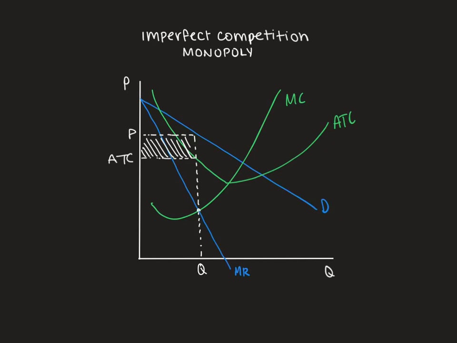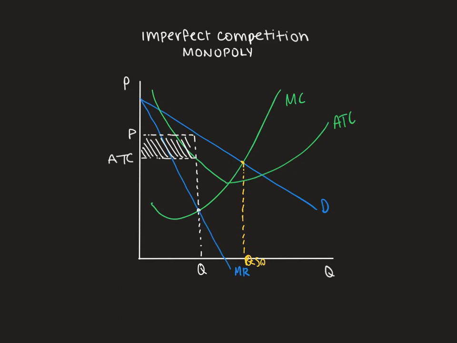So although this firm is producing at a profit maximizing price and quantity, it's actually not producing at the socially optimal quantity. So that's what society wants. The way to find socially optimal or allocatively efficient is to find where marginal cost equals the price. And so that would be right here. This is the socially optimal quantity.